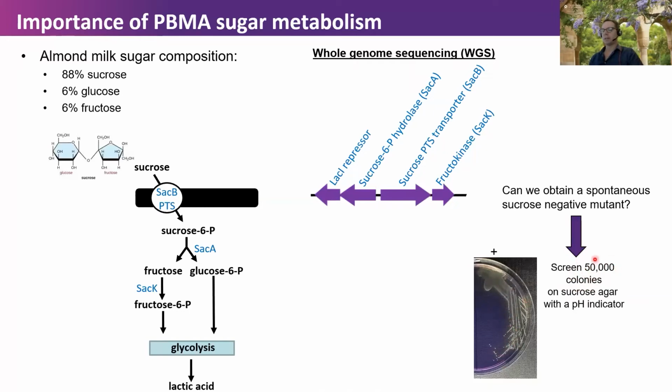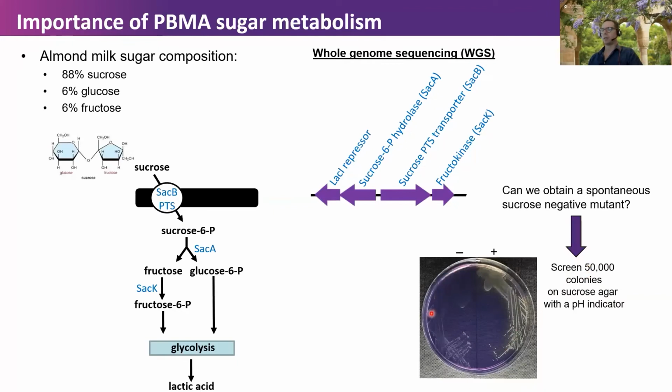And out of those 50,000 colonies that he screened, he got to about 30,000 and still hadn't found one that had lost this ability. So we're looking for ones that are no longer yellow; they've turned purple, indicating they've lost the ability to ferment sucrose. He got to 30,000 without success, but then he managed to pick up about 6 in the last 20,000. And one of them is shown here.